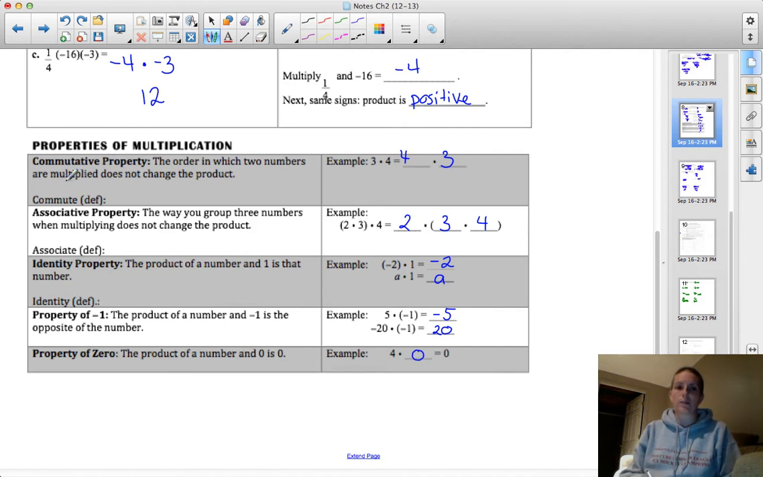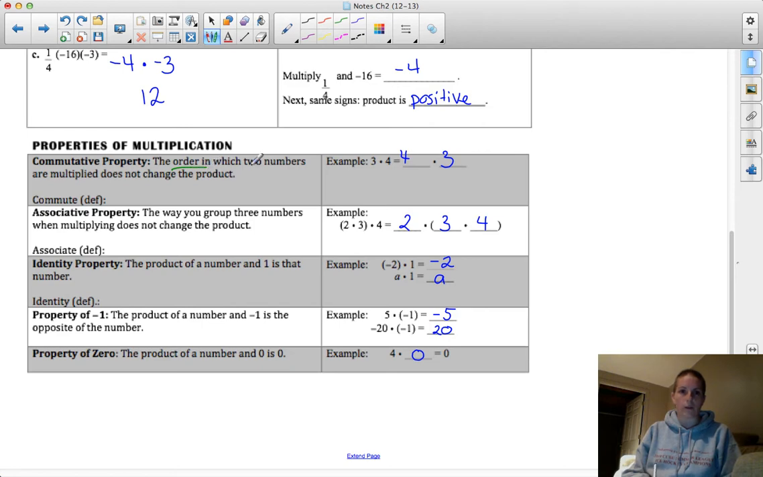So we talked about commutative property and associative property and the fact that they are the same rules that we had with addition, that the order in which two numbers are multiplied does not change the product. So 3 times 4 is the same as 4 times 3. So commutative property and order are tied together.